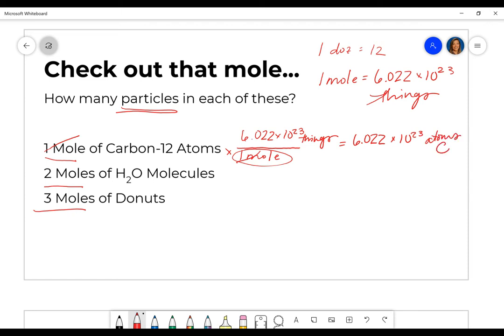Okay. Now, 2 moles of H2O molecules, well, we just have the same thing set up, right? For every 1 mole, we have 6.022 times 10 to the 23rd things. So if that's how much is in 1, we're going to multiply this by 2, right? So moles are going to cancel. 2 times 6.022 times 10 to the 23rd, 1.244 times 10 to the 24th, right? I just did that in my head. I hope it's right. Okay, I should grab my calculator. So that's what we've got going on there.